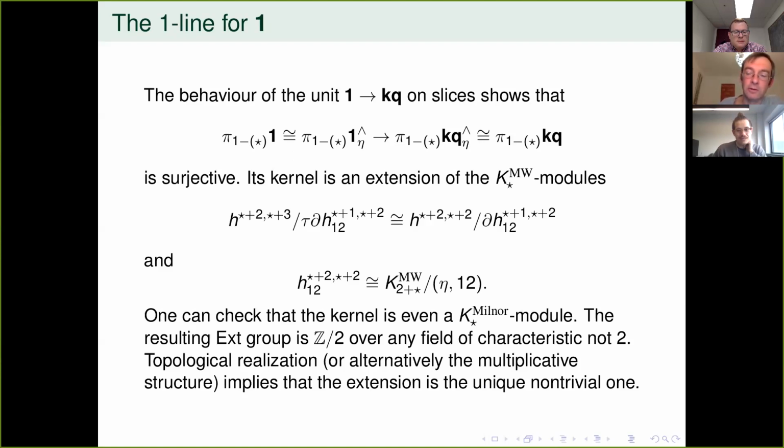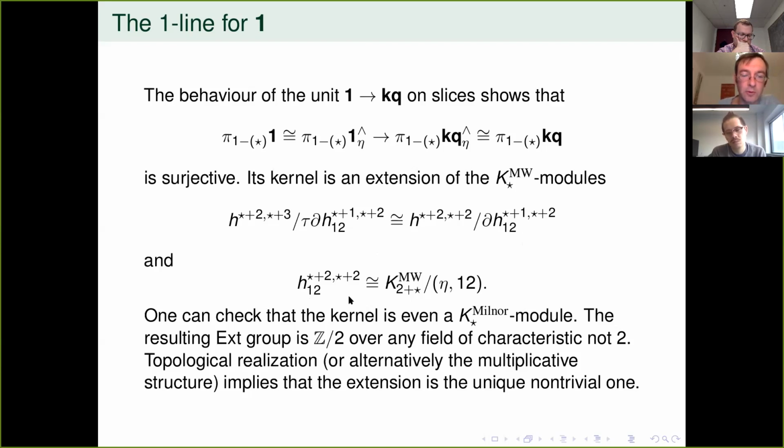So let's look at the kernel, and there were two red dots, one of them coming from the three slice, being a quotient of, basically, mod two Milnor K-theory. I can cancel the tau here, thanks to the Milnor conjecture on Galois cohomology. And then it's the quotient of mod two Milnor K-theory, modulo the stuff that comes from mod 12 motivic cohomology via the connecting map relating mod 12 and mod 2 coefficients. So there's the 24 coming in.